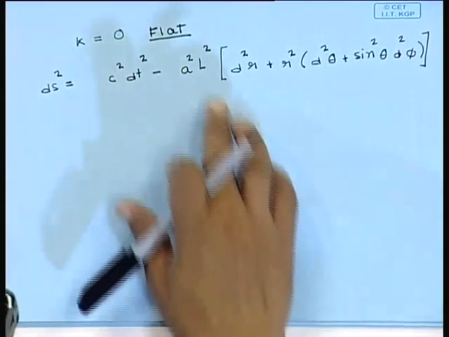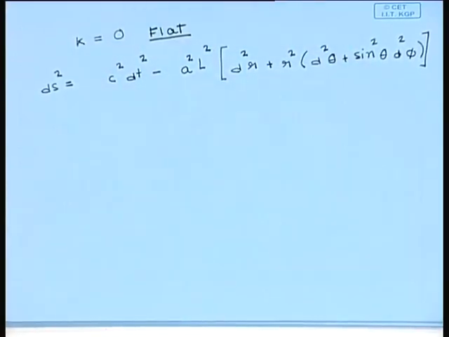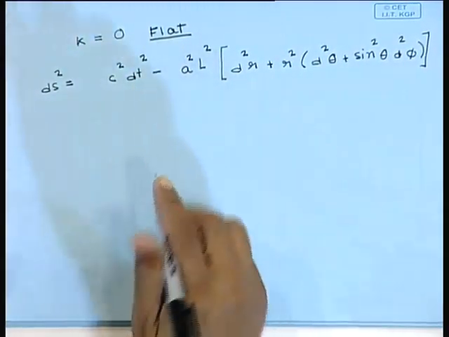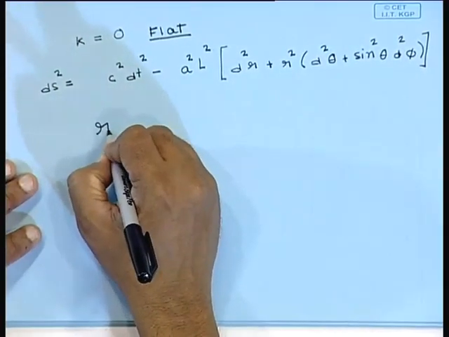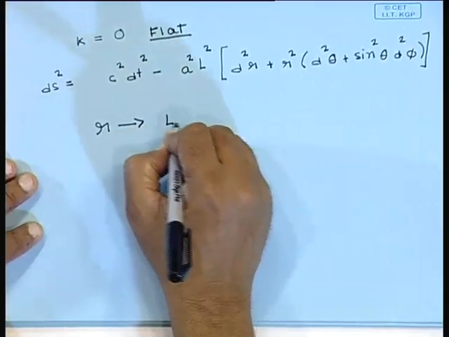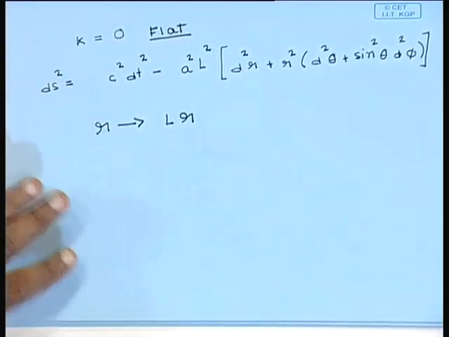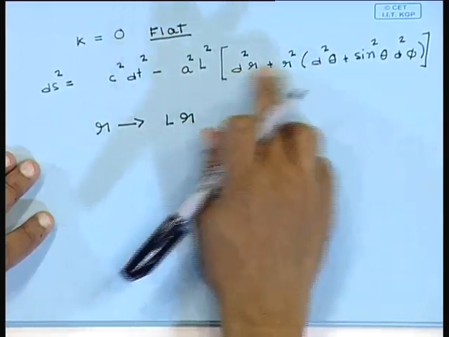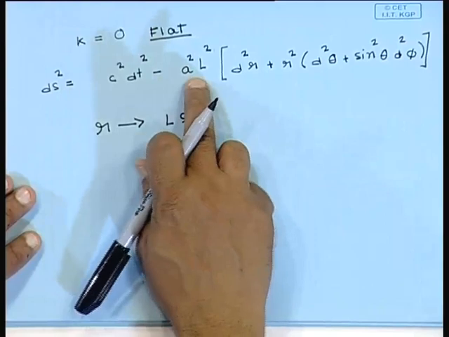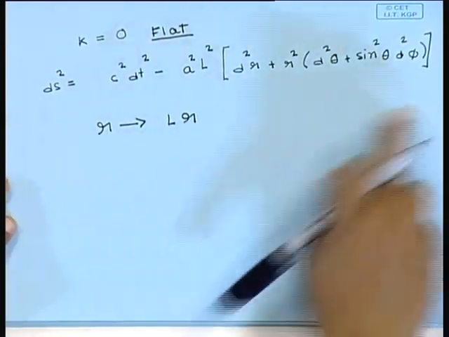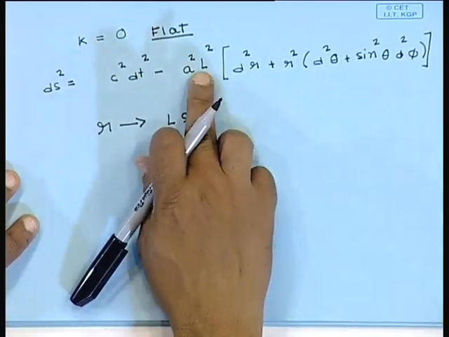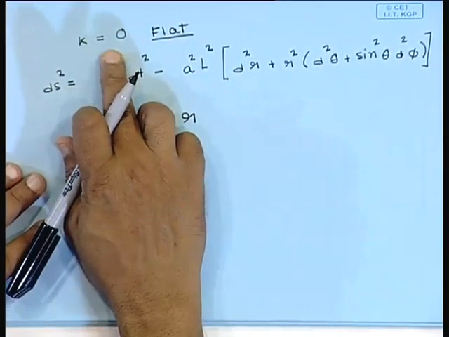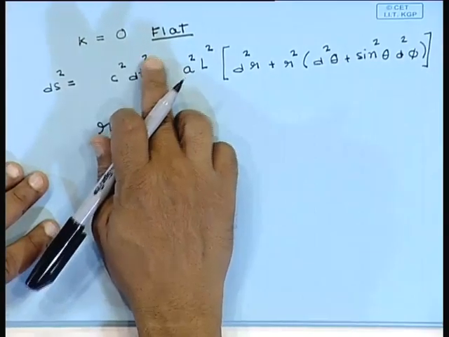Now, in this case we can absorb this L into this expression by giving the dimension of length to R. So, if I redefine R to be L into R, okay, then I can just absorb it everywhere because there is a factor of R square in all three terms. I can just absorb this L square inside by redefining R to be in units of length, okay. So, this L does not play a very important role in this particular case where K, the curvature, is 0 and the space is flat.